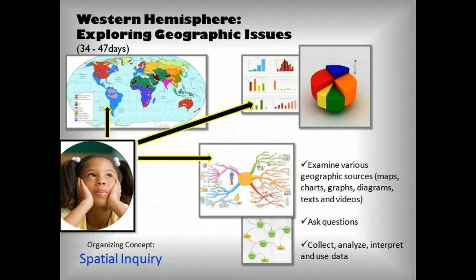Students approach geographic issues through the organizing concept of spatial inquiry. Through this concept, students come to understand our world through analysis and the use of geographic tools and sources. As students explore this concept, they will examine various geographic sources such as maps, charts, graphs, diagrams, text, and videos. They'll ask questions, and they'll collect, analyze, interpret, and use data.